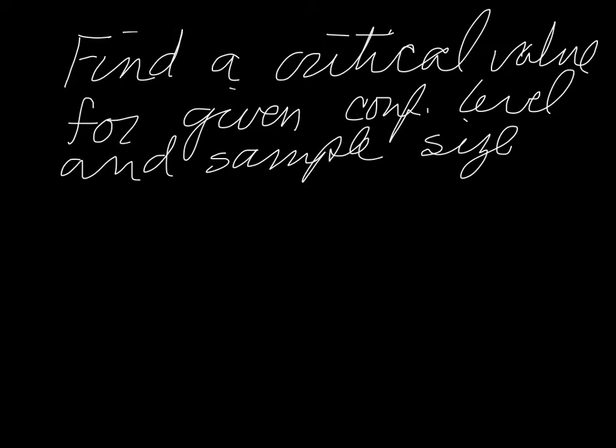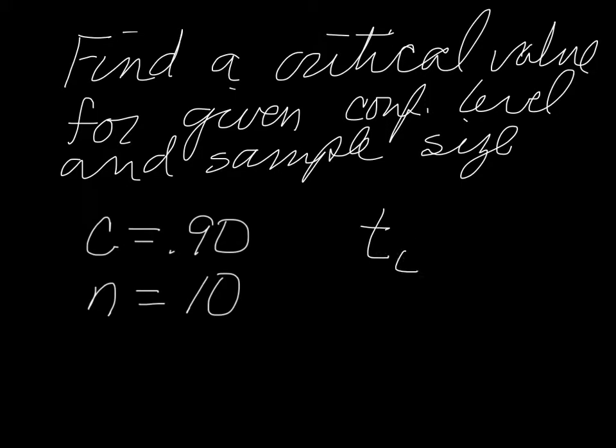And the key thing is that we don't know the standard deviation. And so the first thing we want to do is find the critical value t of c for a given confidence level and sample size. Okay, and so we're going to do that right now. Our given confidence level is essentially a 90% confidence interval, and we have a small sample size of 10. What we'd like to do is find the critical value t of c.